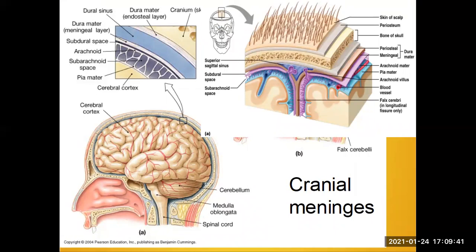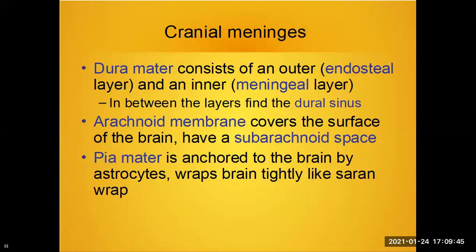Cranial meninges. Dura mater consists of an outer periosteal layer and an inner meningeal layer. In between the layers lie the dural sinuses. Arachnoid membrane covers the surface of the brain, with a subarachnoid space. Pia mater is anchored to the brain by astrocytes, adhering tightly to the brain.